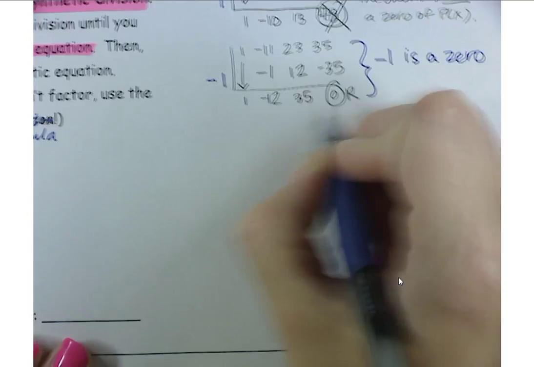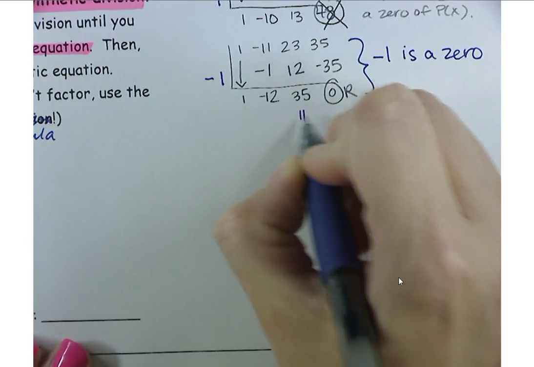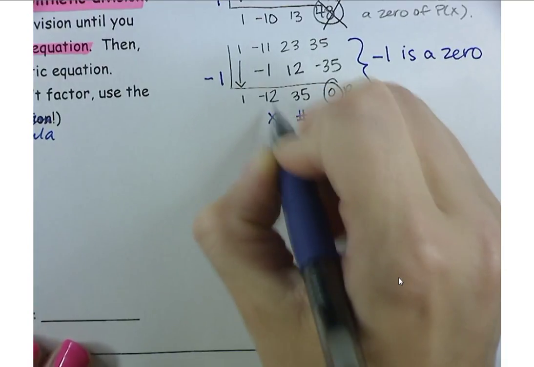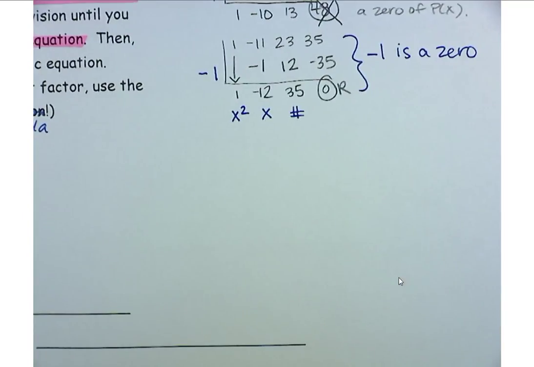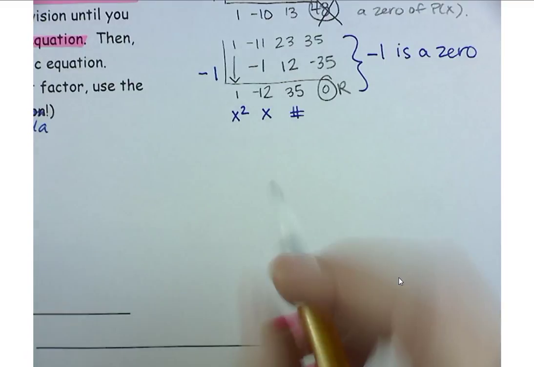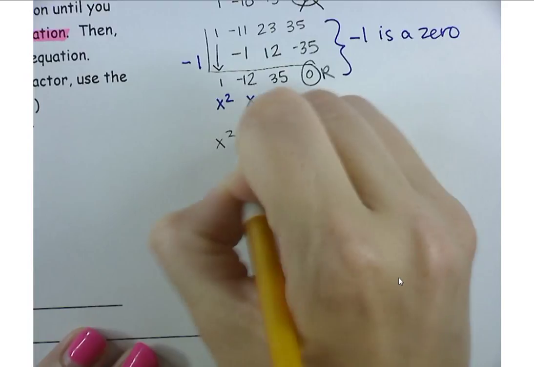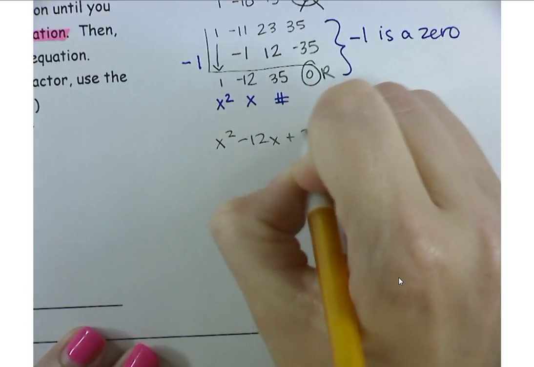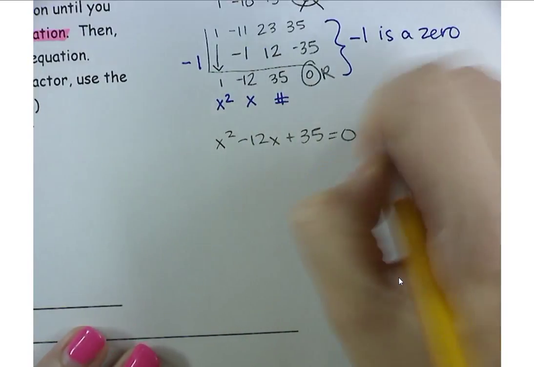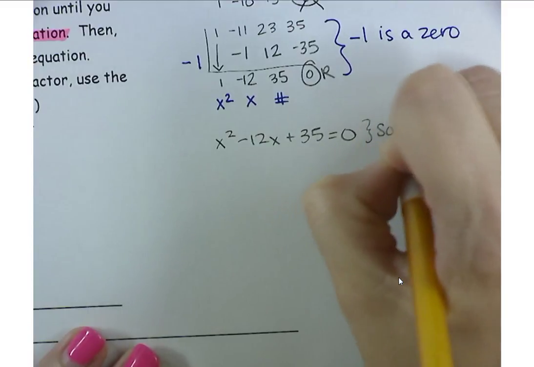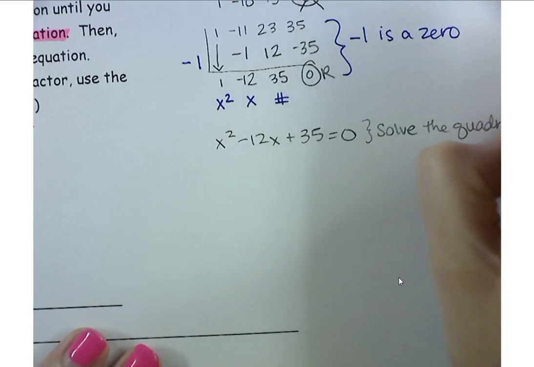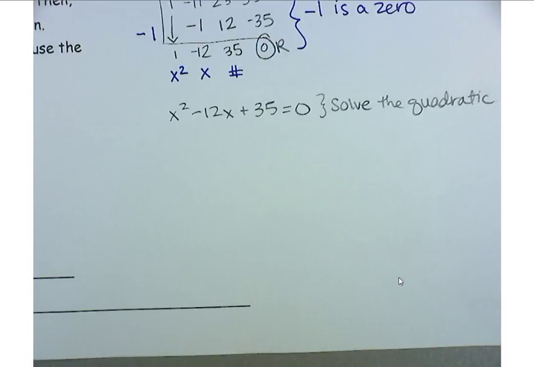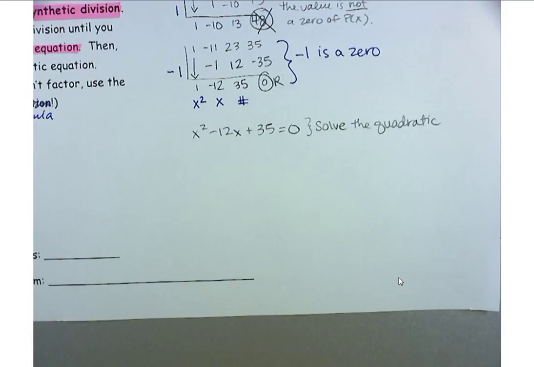So if this is my remainder, what's this? The number. This is going to be the coefficient of x. This is going to be the coefficient of x squared. Do you guys remember that from yesterday? Okay, so then we're going to set up my quadratic. Set it equal to 0. And we are going to solve the quadratic. Okay, and I'll give you a minute to do that.